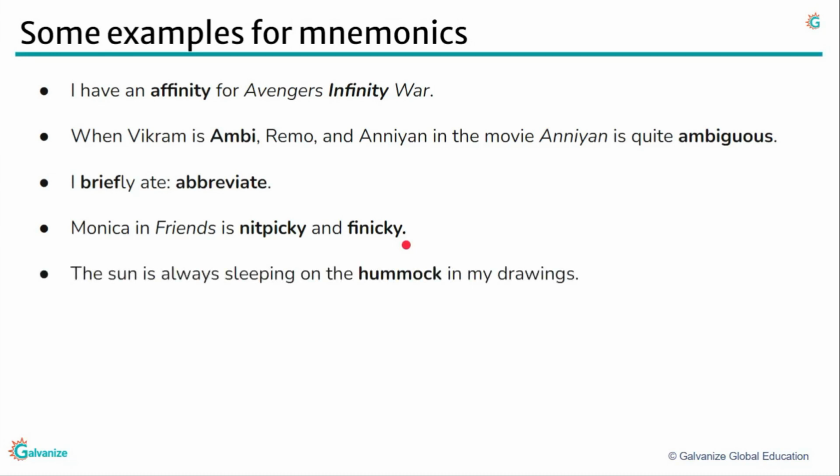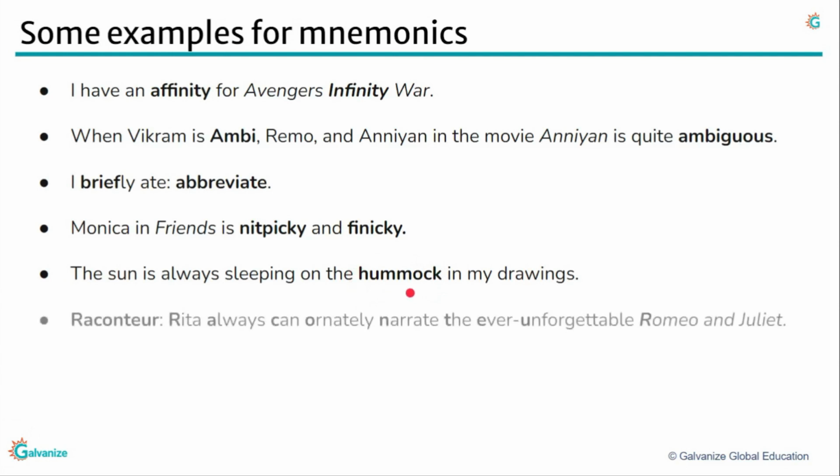The sun is always sleeping on the hummock in my drawings. Okay, now this is a weird way in which I am likely to remember this word hummock. So we usually sleep on hammocks, right? But this is the hummock. Hummock means a hill or a small kind of hill or some kind of thing like that. So here, whenever I draw things, I only know to draw the sun setting between the hills. So the sun is always sleeping on the hummock in my drawings. And now I'll never forget this word again since I came up with this mnemonic.